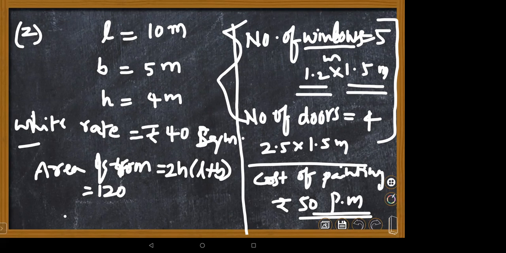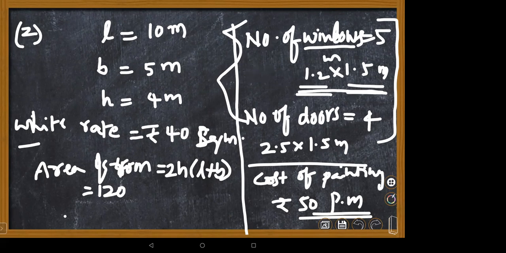How many windows are there? You just multiply 12 into 15. How much, children? 12 into 15 into 5. Ma'am, it will be 180. 150. Ma'am, what are you asking? No, I want the area of windows. Ma'am, it will be 18 square meters. 9 square meters.